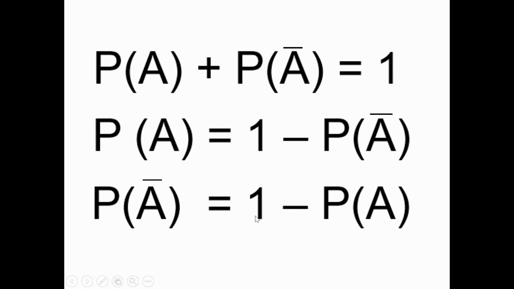Now, doing a little bit of algebra, we can figure out that the probability of something happening is 1 minus the probability it doesn't happen. And in like manner, the probability of something not happening is equal to 1 minus the probability that that event did occur. All right, so basic.